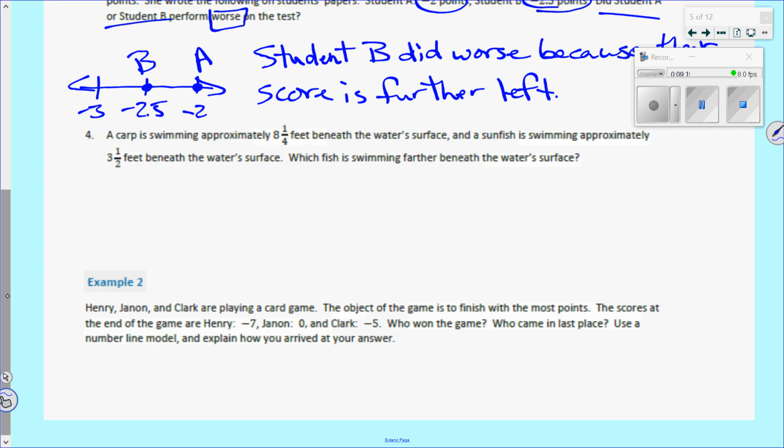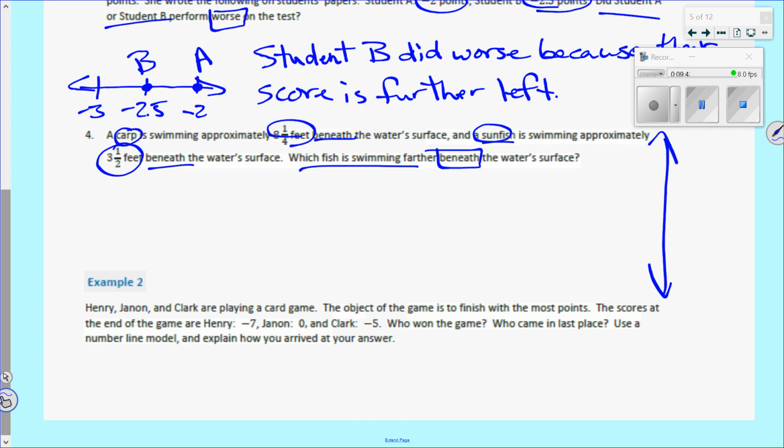Okay? A carp is swimming approximately 8 1/4 feet beneath the water surface. A sunfish is swimming approximately 3 1/2 feet beneath the water surface. Which fish is swimming farther beneath the water surface? Okay, now, when we do elevation stuff, I actually prefer a vertical number line, to be honest with you. So on this one, I'm actually going to do a vertical number line. Okay? I'm going to have 0 for my water surface because they're both swimming beneath. Given the intervals we've got with negative 3 1/2 and negative 8 1/4, I'm going to go by 2s.